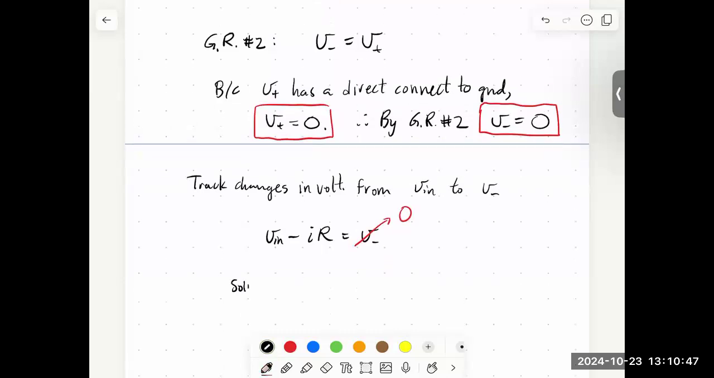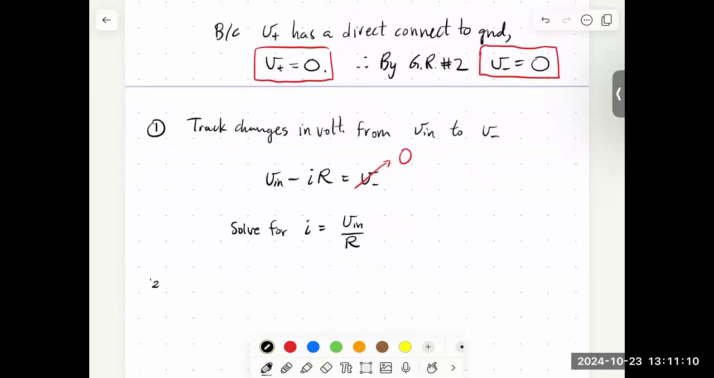So what we could do now is we can solve for the current, and that is just going to be equal to V in over R. Okay, so we take this to the other side, gets rid of the minus sign, divide by R, and now we know the current. Okay, so that was step 1 in our analysis after doing the golden rules.